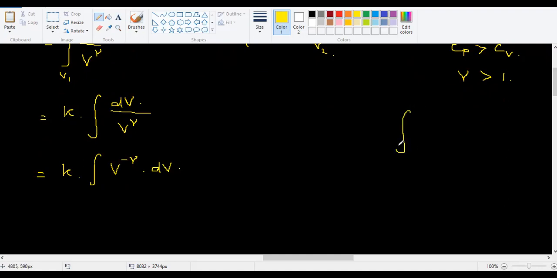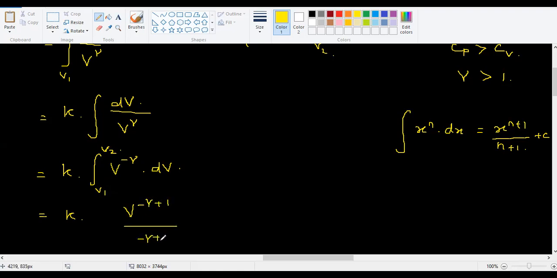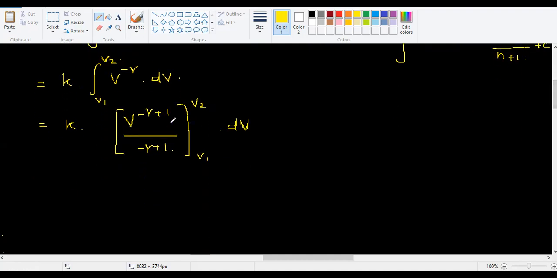You know the simple formula: the integral of x power n dx is equal to x power n plus 1 divided by n plus 1, plus a constant. So V power minus gamma plus 1, divided by minus gamma plus 1. Very simple, but because of the powers, it may look a little bit complicated. But you should have the understanding. If you have a good understanding, you will not get scared by these things.